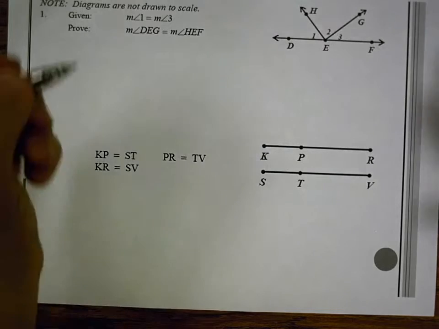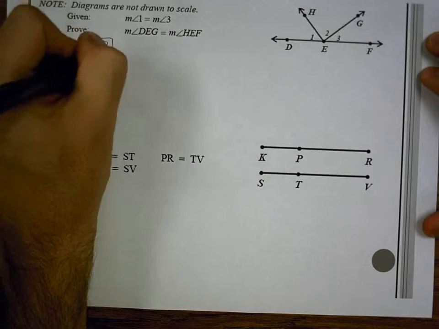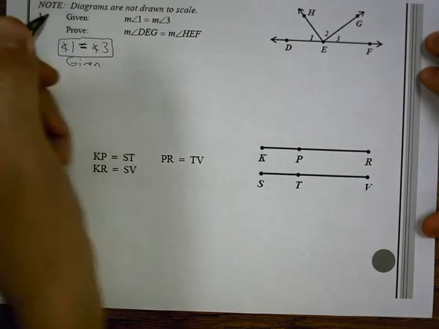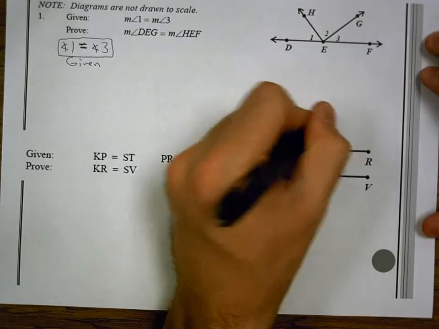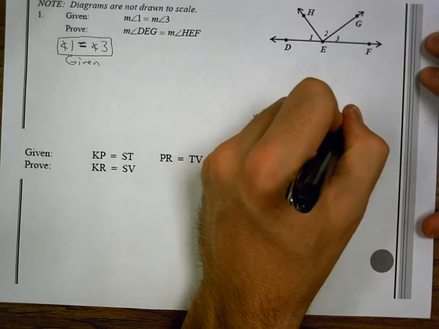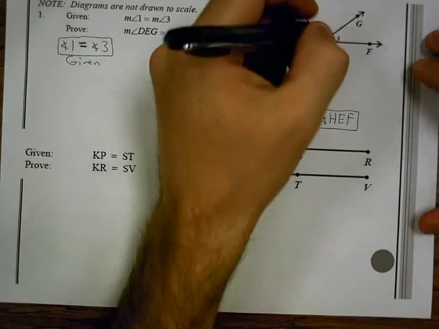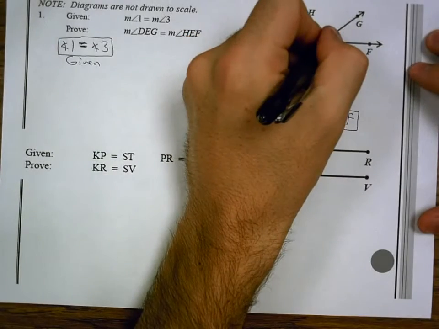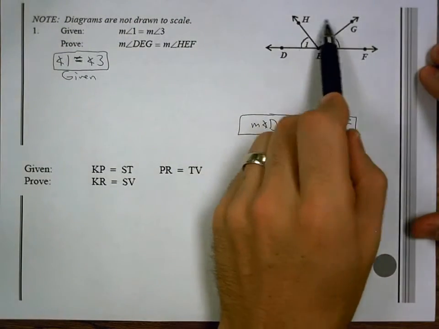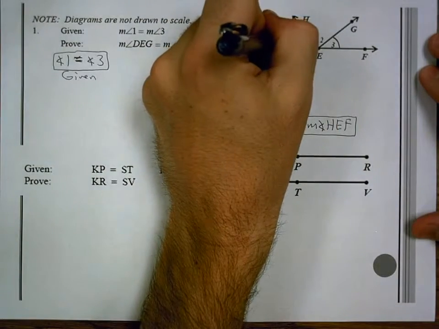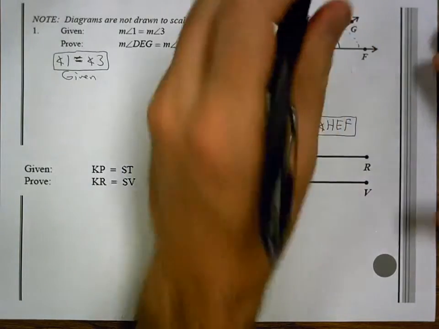So, I'm given that angle 1 is equal to angle 3. And I need to show that the measure of angle DEG is equal to the measure of angle HEF. So if we just look at what we have, we know this angle and this angle are the same. We want to show that this angle, let's just make dotted lines, this angle and this angle are the same.